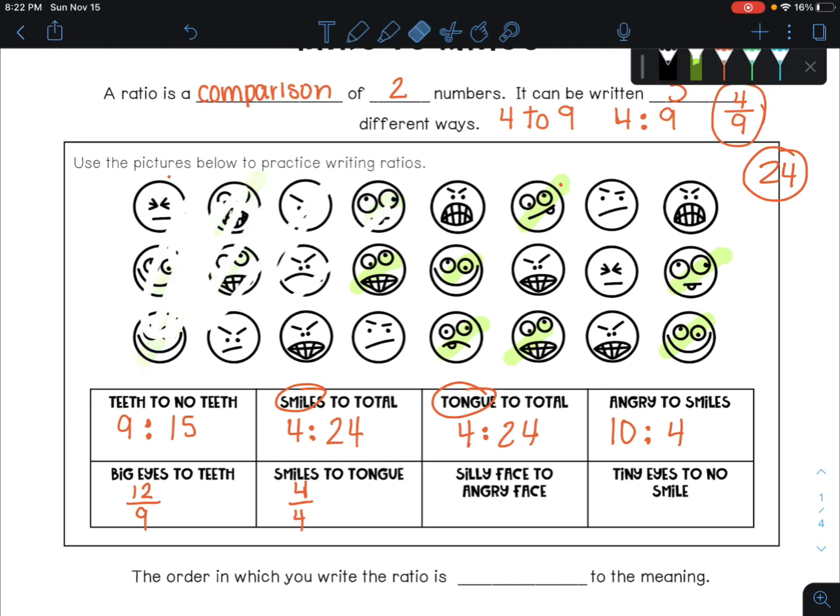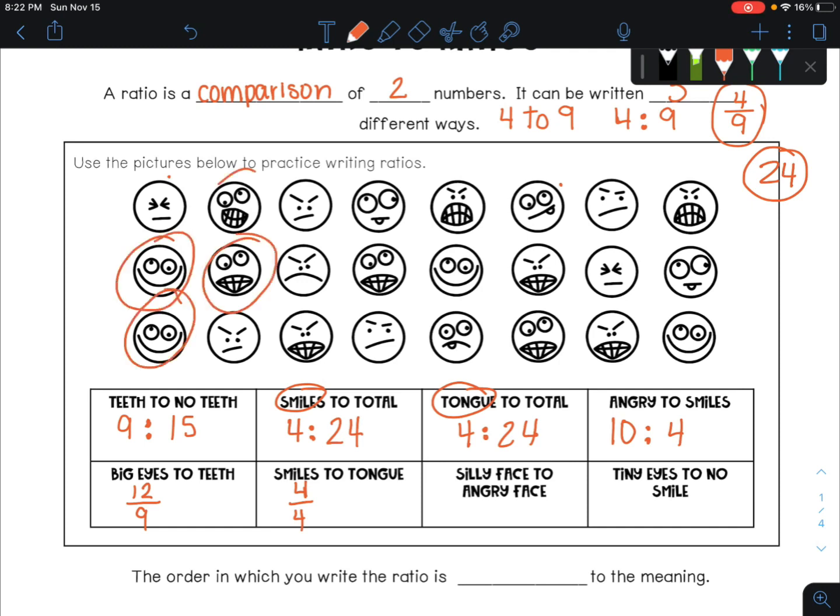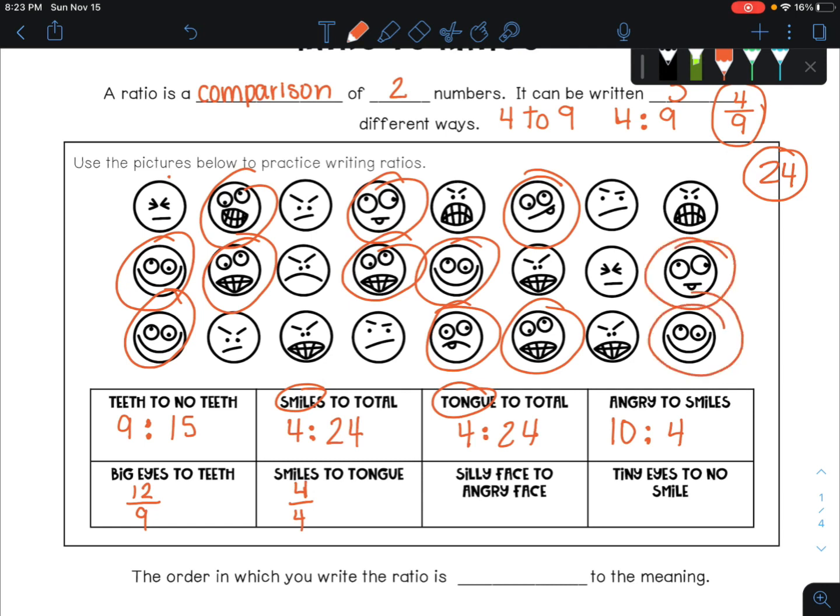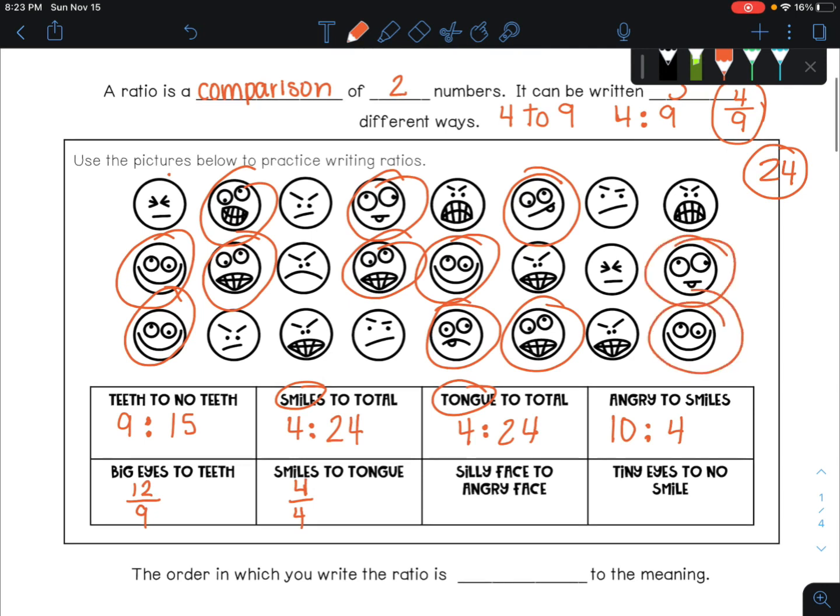Silly face to angry face. Okay, well, this one we didn't count yet, so let me erase this. Silly face is probably any of the ones with the crossy eyes, right? So 12. And I'll try writing this in the last way. And we did have angry was 10 from earlier right here.